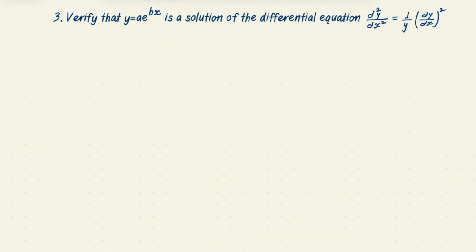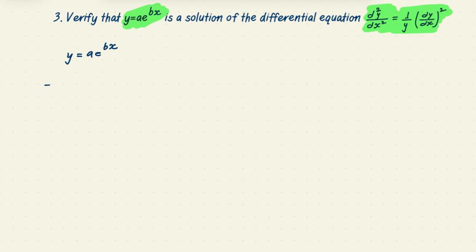Question 3. Verify that y equals to a into e to the power bx is a solution for the differential equation d2y over dx2 equals to 1 over y dy over dx whole square. I think this is comparatively shorter than the previous question. So here small letter a and b are constant and we have exponential function. So given y equals to a into e to the power bx is there, and we see that there is second order derivative also. So we have to differentiate this function 2 times.